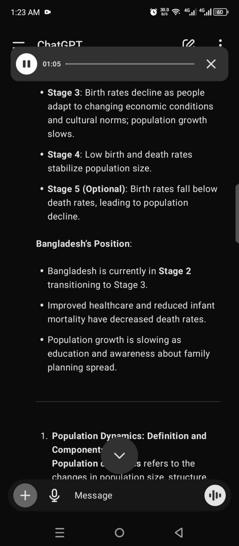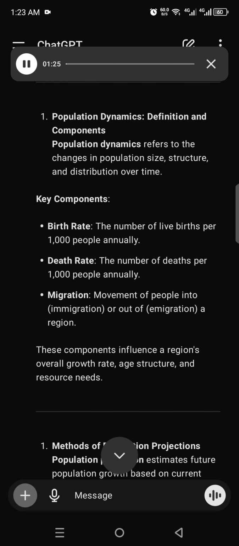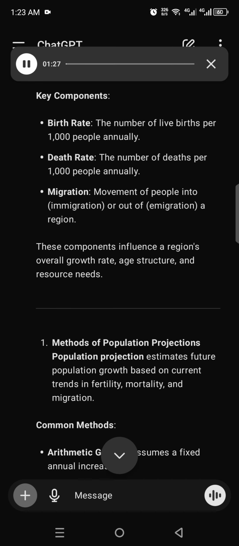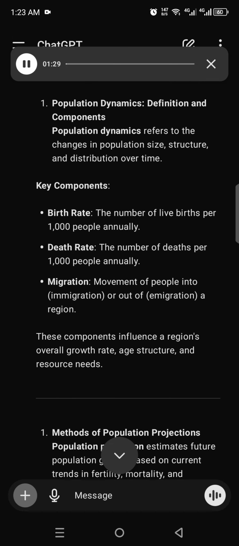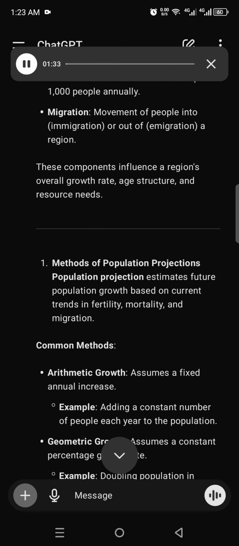12. Population dynamics, definition and components. Population dynamics refers to the changes in population size, structure, and distribution over time. Key components: birth rate, the number of live births per 1,000 people annually. Death rate, the number of deaths per 1,000 people annually. Migration, movement of people into a region (immigration) or out of it (emigration). These components influence a region's overall growth rate, age structure, and resource needs.